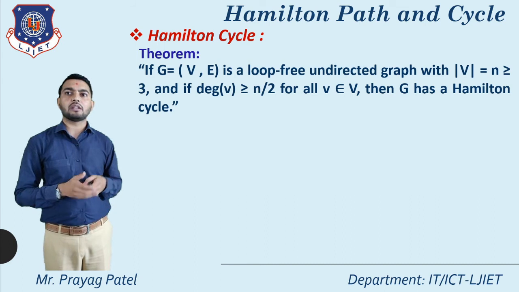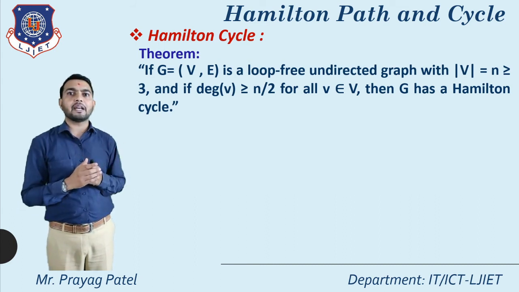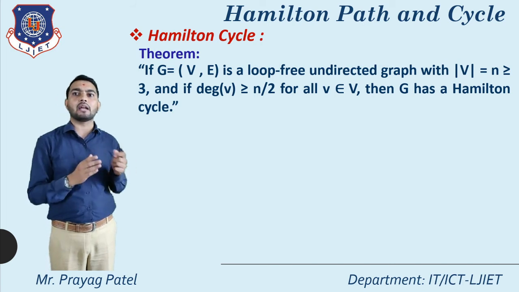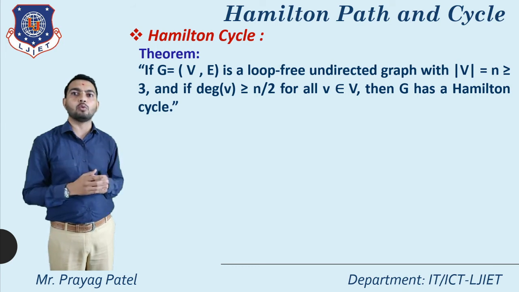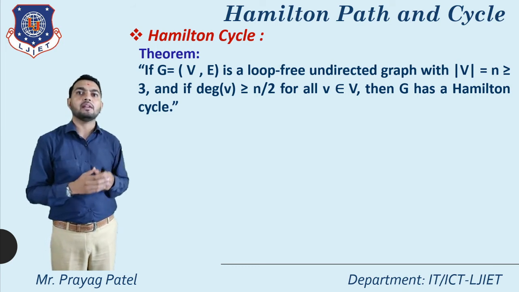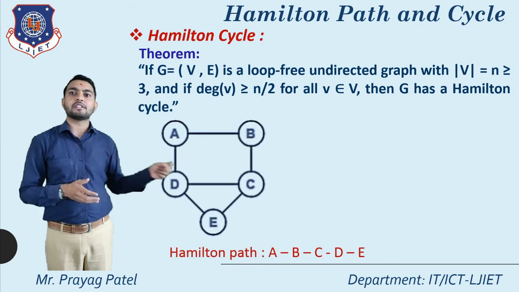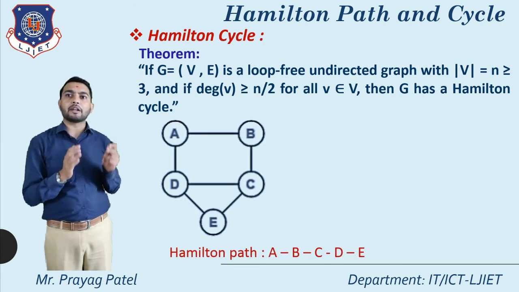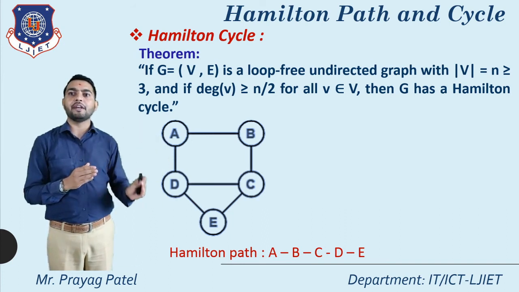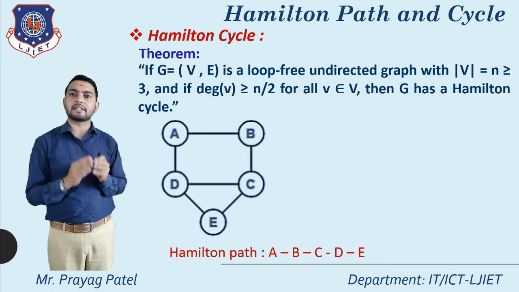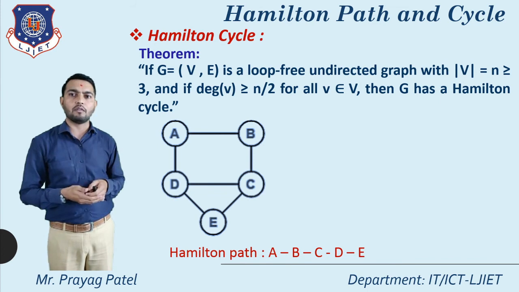Now another theorem is: if G equal to (V, E) is a loop-free undirected graph with |V| equal to n greater or equal to 3 and if degree of v greater or equal to n by 2 for all v belongs to V, then G has a Hamilton cycle. So for this, consider the same figure. Now here a Hamilton cycle is possible. Yes, A, B, C, E, D and A. This is one Hamilton cycle. Also a Hamilton path is possible, because if a cycle is possible, then a path is always possible.